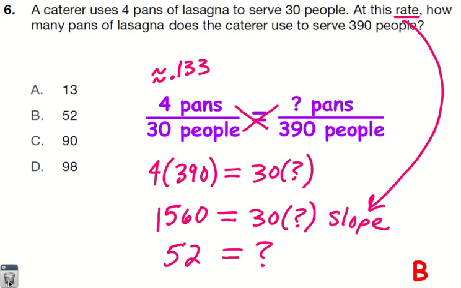Makes sense, right? To serve 30 people, you need 4 pans. To serve 390 people, it'd be like a common multiplier, you know what I mean? That'd be yet another way to figure this out. Thinking like, okay, so 30 people became 390 people by multiplying by what, like 13 or something? So you'd also multiply the pans, 4 pans, by 13, and you get 52. So B.